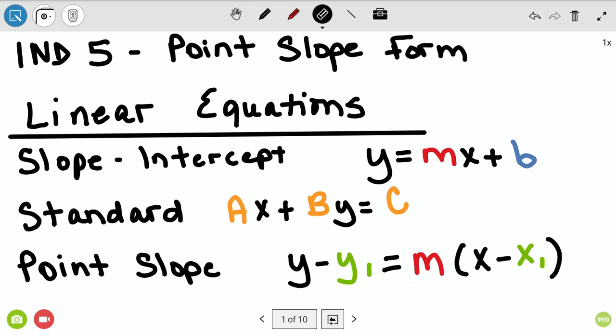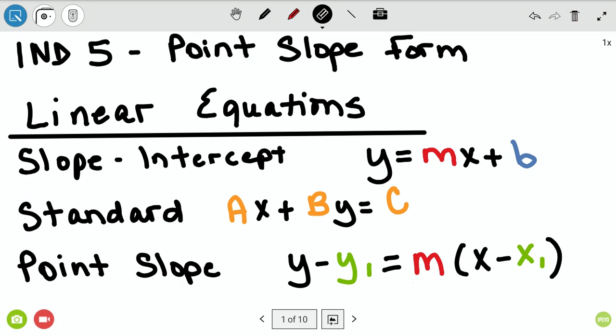We are going to finish up Indicator 5 with the last bit of new material, and then tomorrow we will review, and Friday we will quiz for Indicator 5. And Indicator 5 is dealing with linear equations, and this slide is just a review of everything that we've talked about so far and what we're going to talk about today.